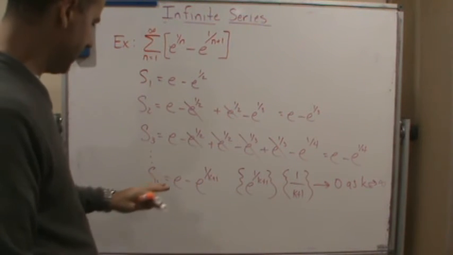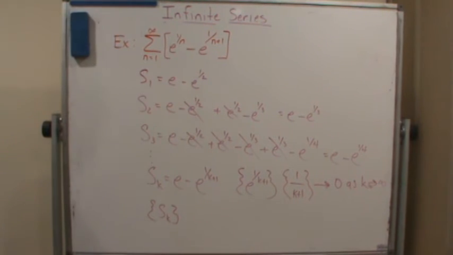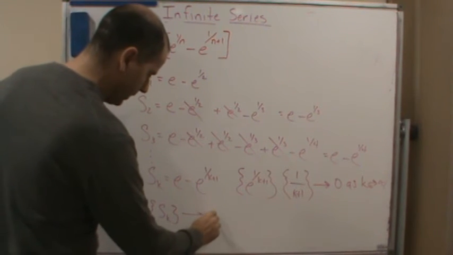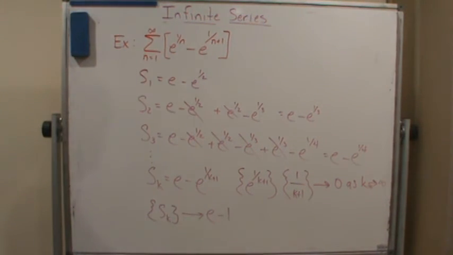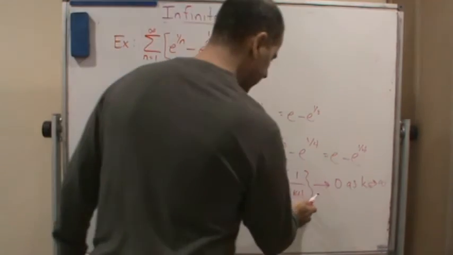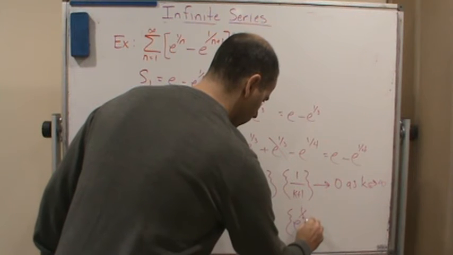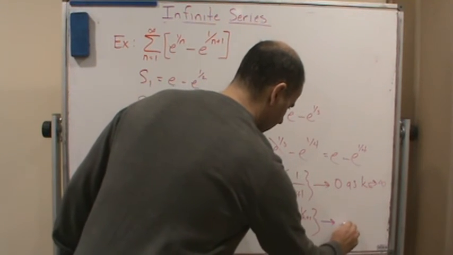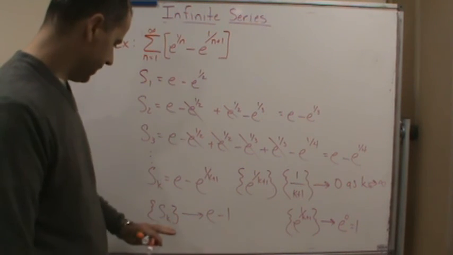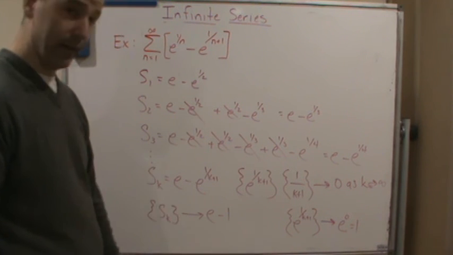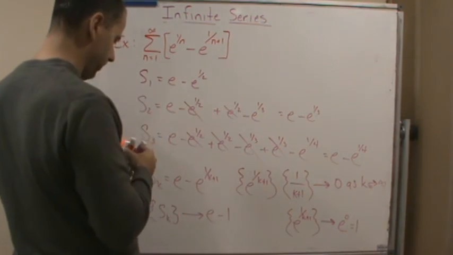So that means that the sequence of partial sums is approaching e minus 1. This going to 0 implies that the sequence of e to the 1/(k+1) is approaching e to the 0, which equals 1, as k goes to infinity, which then tells us that the partial sums converge to e minus 1 as k goes to infinity, which means that the series converges, and it also converges to the same thing.